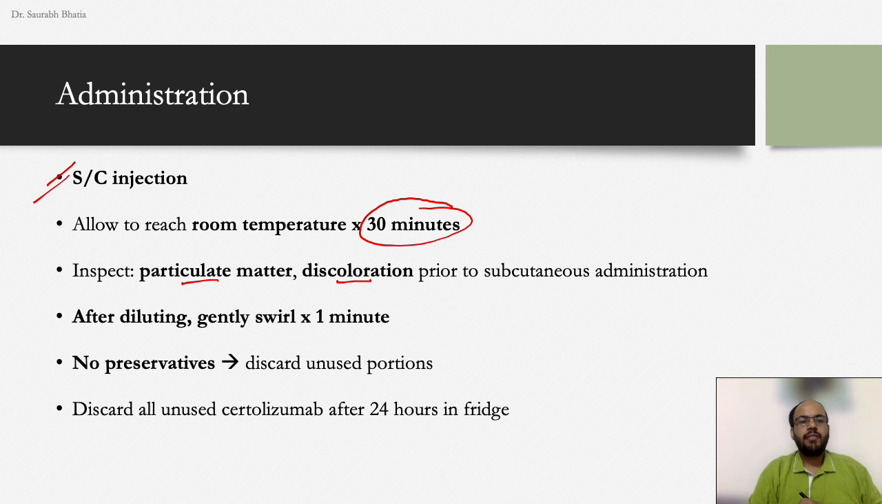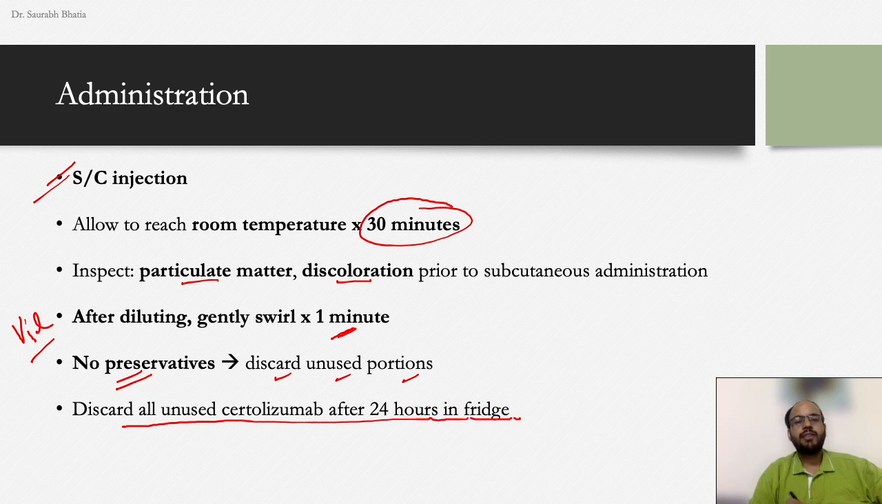Okay. If you are using a vial and you have diluted it with bacteriostatic water, after diluting, just gently swirl it for 1 minute. Remember that if you violently shake any liquid that has protein in it, it will froth, and you cannot use a frothy biological. So just gently swirl it to mix it around. If it's an auto injector or syringe, you need not worry. It does not have any preservative, so you have to discard any unused portion, and discard all unused certolizumab after 24 hours in the fridge.